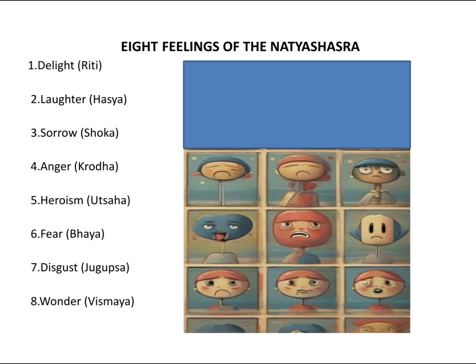The eight feelings of Natya Shastra: the first one is delight, Rati, that is great joy. The second one is laughter, Hasya. The third is sorrow, Shoka. The fourth is anger, Krodha. And the fifth is heroism, Utsaha. Sixth is fear, Bhaya. Seventh is disgust, Jugupsa. And the eighth is wonder, Vismaya. These are the eight feelings of the Natya Shastra, but this is very, very important.